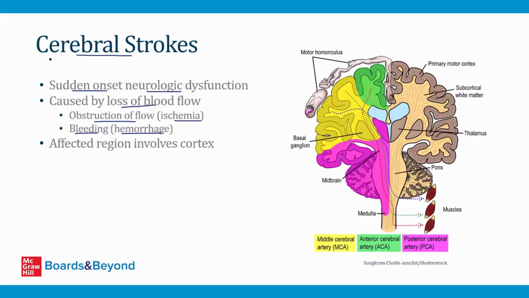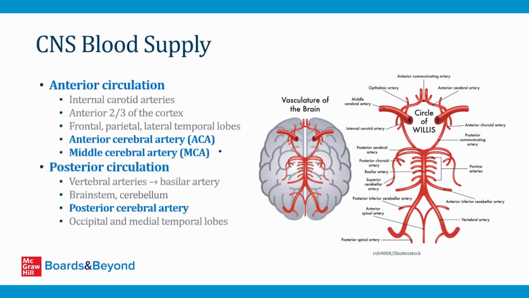In this video, we're going to focus on cerebral strokes, and by that I mean strokes where the affected region involves the cerebral cortex. There are also strokes that involve the brainstem and the spinal cord and other parts of the brain besides the cerebral cortex, and I talk about those strokes in other videos. So to understand cerebral strokes, we have to first review the blood supply to the central nervous system.